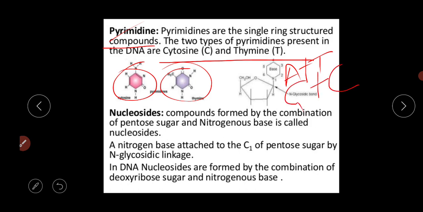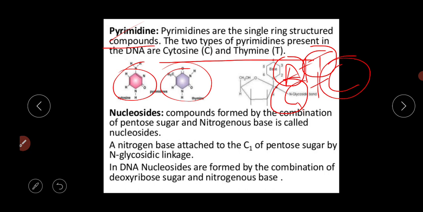I am repeating again. A always forms a bond with T and G always forms a bond with C. Because here A is the purine and T is the pyrimidine. Adenine is the purine and thymine is the pyrimidine. And the same thing here: guanine is the purine and C is the pyrimidine.